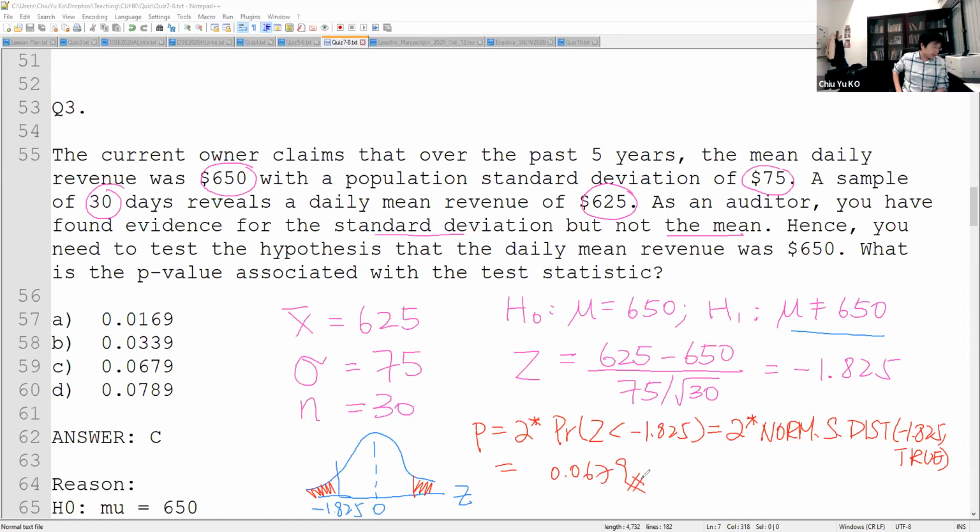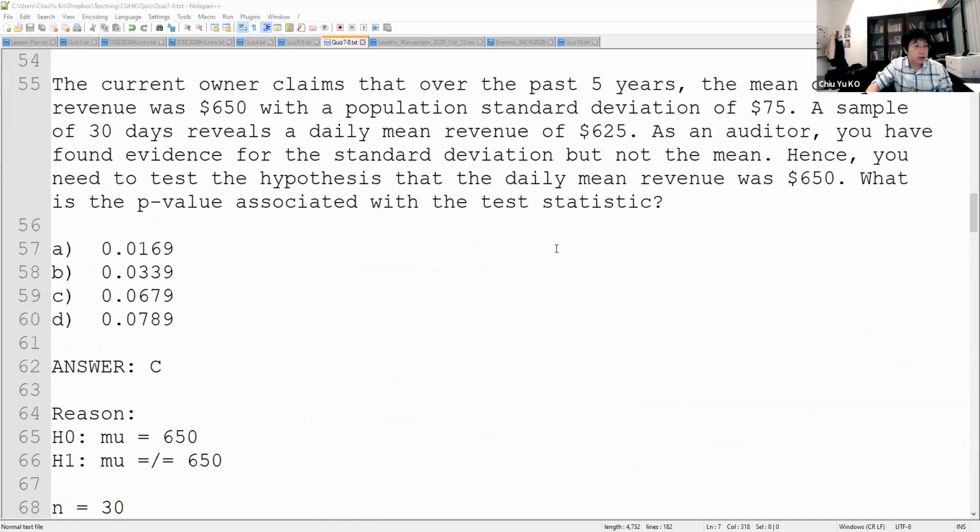Is that okay? Any question? Here I use Z because we know sigma, otherwise we use T, right? Okay, any further question? If no, then we go to the next question.